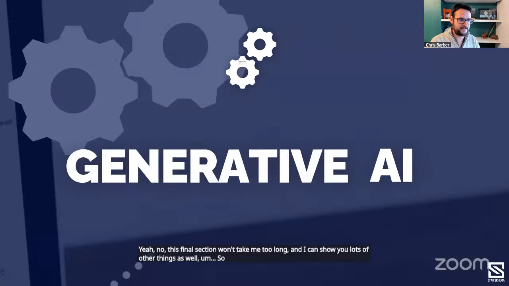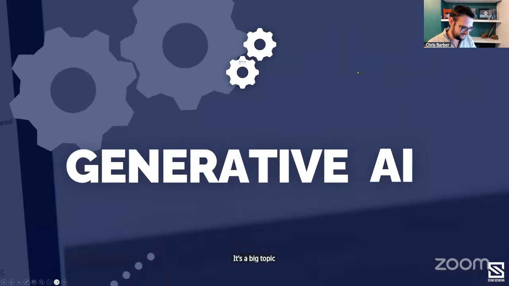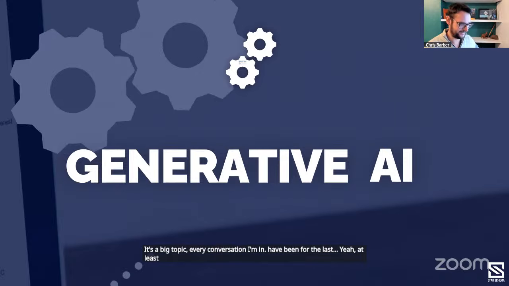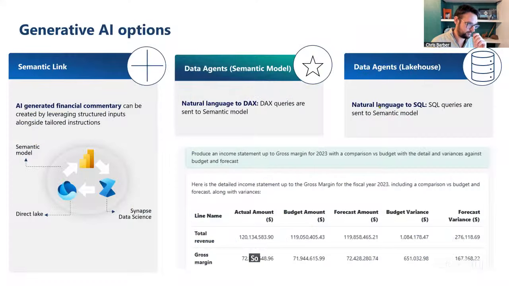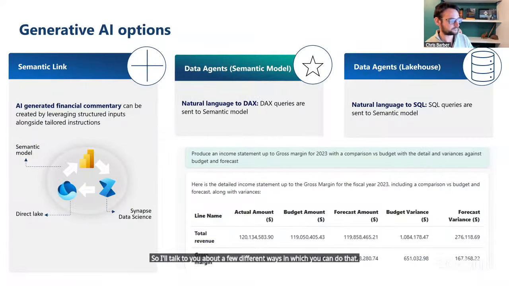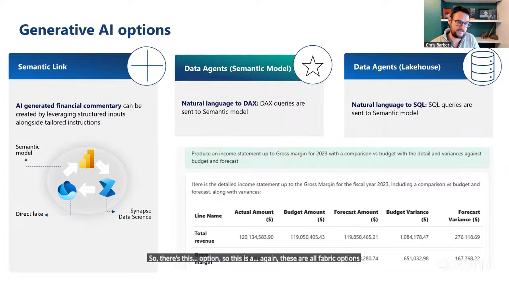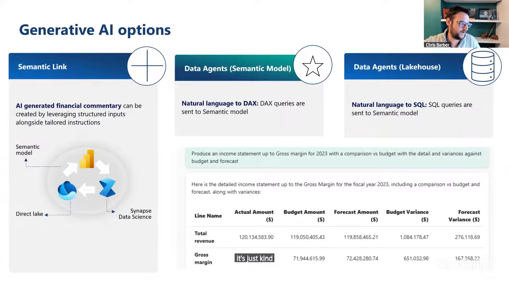So generative AI. It's a big topic. Every conversation I've been in for the last year at least has been, okay, great, but I want to chat with my data as well. So I'll talk to you about a few different ways in which you can do that. These are all Fabric options, so this isn't native Power BI, because you need to consume compute in order to do this. There are two main ways I'm seeing this being implemented.